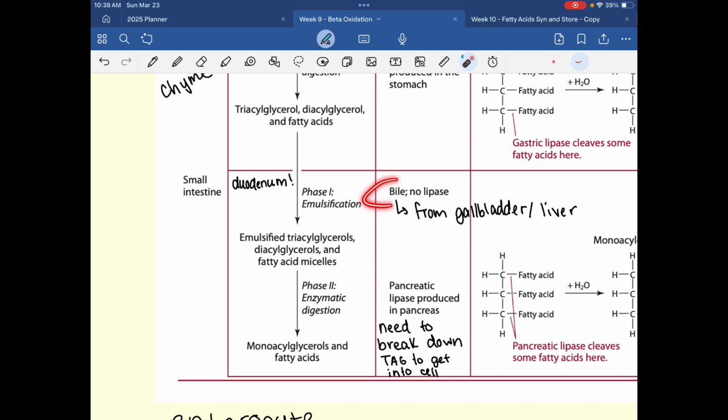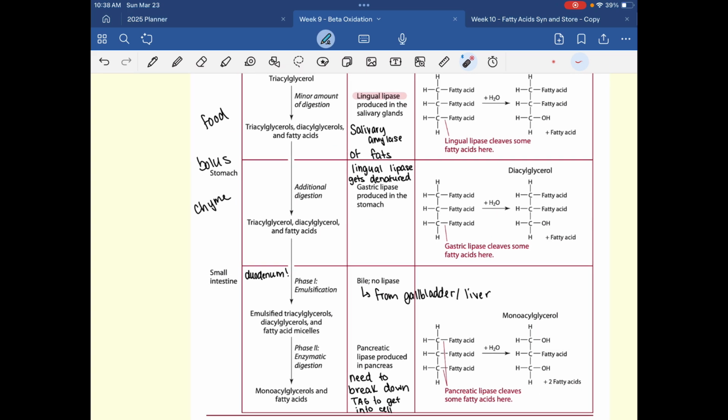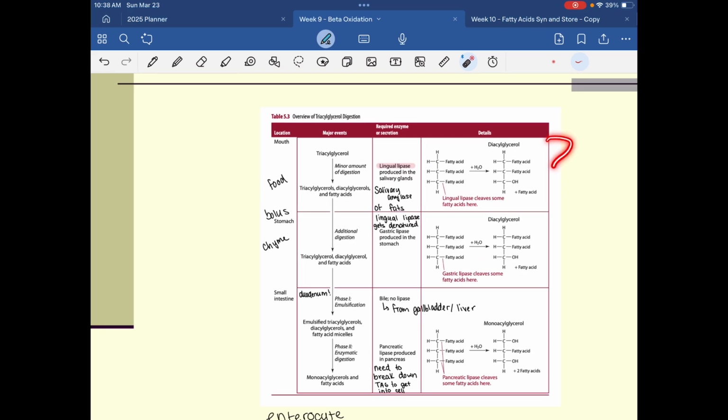We're going to use bile from the gallbladder and the liver to do the true breaking down of the fatty acids. These two sets are going to chunk them up into reasonable sizes if they're really large. This is when we're really going to start breaking them down.